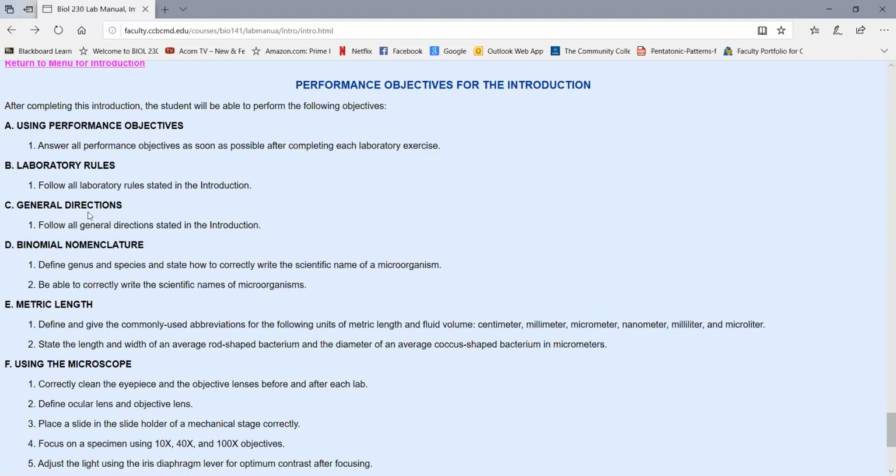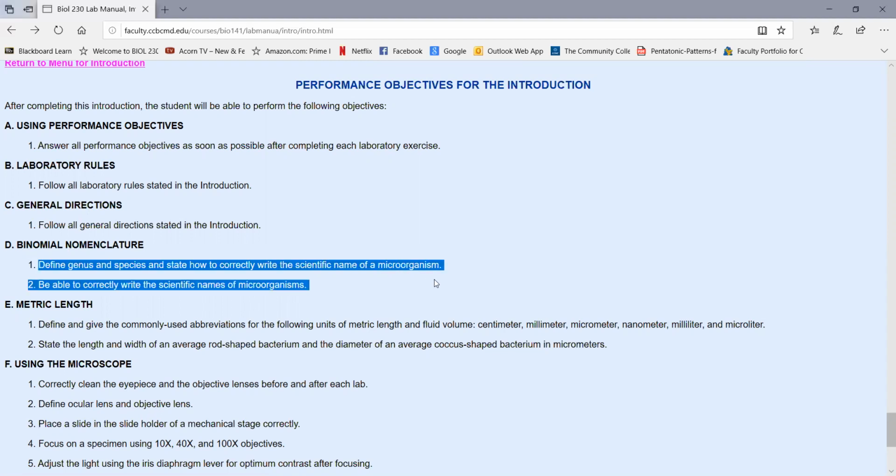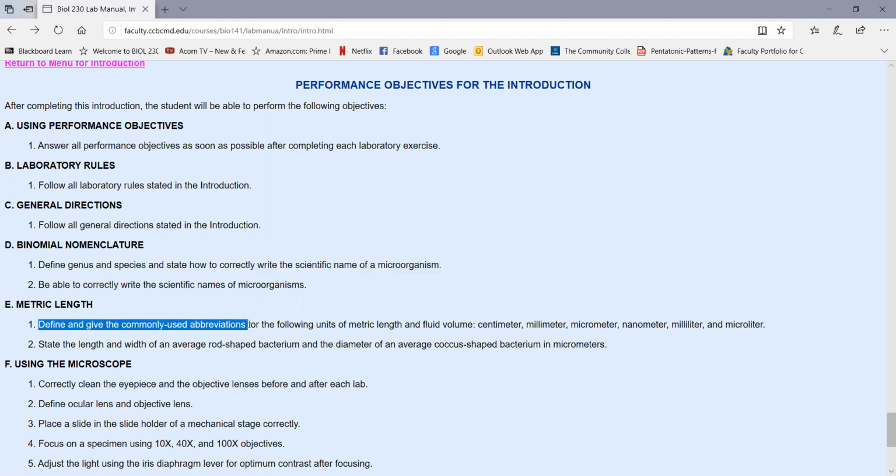But some of these are definitely testable. For example, under binomial nomenclature, it says you should define genus and species and correctly write the scientific name of a microorganism. Under metric length, it says define and give the commonly used abbreviations for the following units of metric length and fluid volume: centimeter, millimeter, micrometer, nanometer, milliliter, and microliter, the units of measure that we'll be using during the course. Likewise, state the length and width of an average rod-shaped bacterium and the diameter of an average coccus-shaped bacterium.